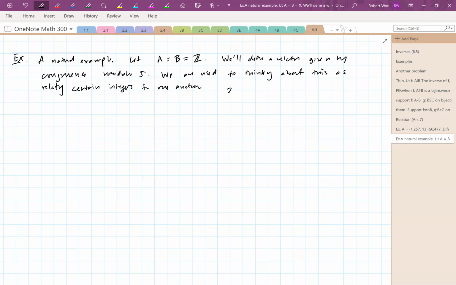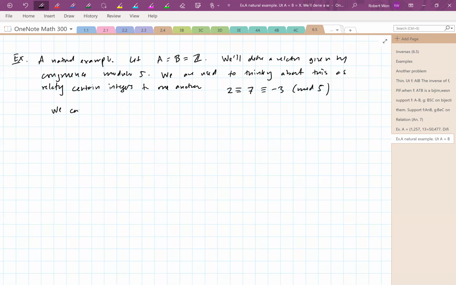We're used to thinking of, oh yeah, 2 is congruent to 7 is congruent to -3 modulo 5. Another way I can think of this is, I'm relating 2 to 7, and I'm relating 2 to -3, and I'm relating 7 to -3. These numbers are all related to one another by being congruent modulo 5. Similarly, 0 is congruent to 5, to 10, to -5, to 100. Those numbers are all related to each other in that they have the same value modulo 5. They're all congruent modulo 5.